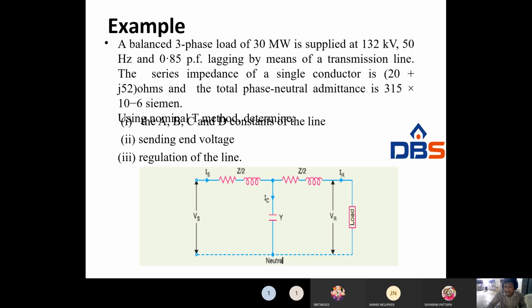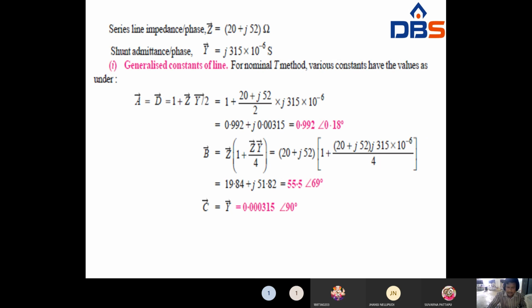So Z/2, that is R/2 XL/2, and another Z/2, R/2 XL/2. At the receiving end: current IR, receiving end voltage VR, sending end current IS, sending end voltage VS. Draw the diagram first, then you can easily derive the ABCD parameters. Series impedance Z is equal to 20 plus j52 ohms. Admittance Y is equal to j into 315 into 10 power minus 6 Siemens, right?